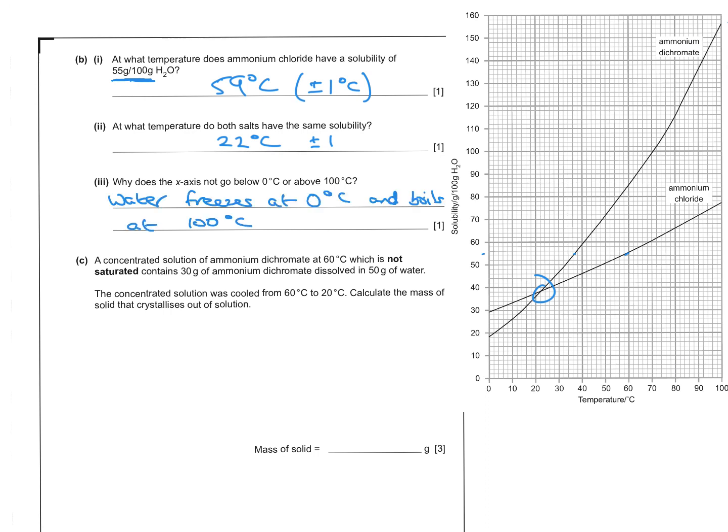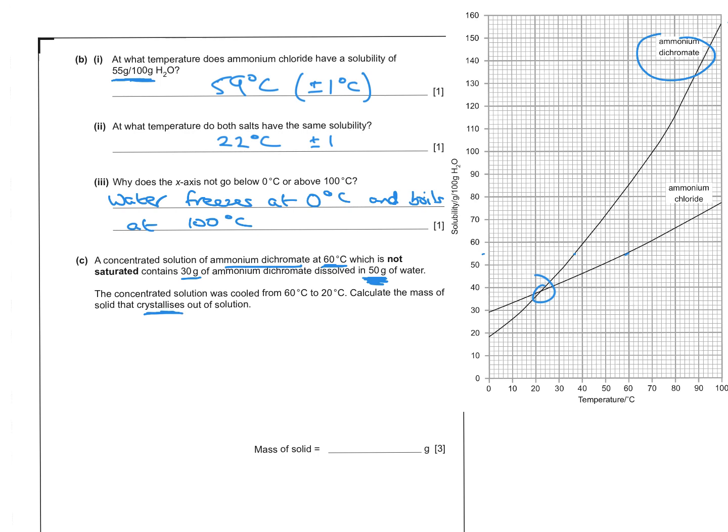Part C. So let's say a concentrated solution of ammonium dichromate, so ammonium dichromate, that's this one. It's at 60 degrees C and it's not saturated. It contains 30 grams and 50 grams of water. Now that's important. We'll come back to that. It's then cooled from 60 to 20 degrees C. So what mass crystallizes out?